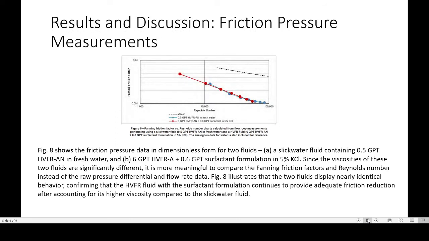So this Figure 8 shows the friction pressure data in dimensionless form for two fluids: slick water fluid containing 0.5 GPT and 6 GPT, plus this 0.6 GPT of surfactant formulation in 5% KCl. Since the viscosities of these fluids are significantly different, it is more meaningful to compare the Fanning friction factors and Reynolds numbers instead of the raw pressure differential flow rate data. This Figure 8 illustrates that the two fluids display nearly identical behavior, confirming that the HVFR fluid with the surfactant formulation continues to provide adequate friction reduction after accounting for higher viscosity compared to slick water fluid.